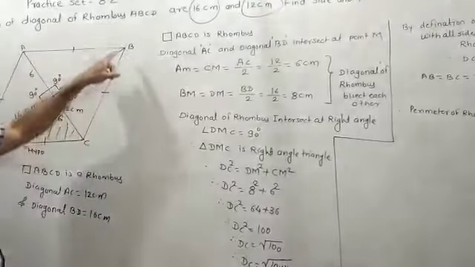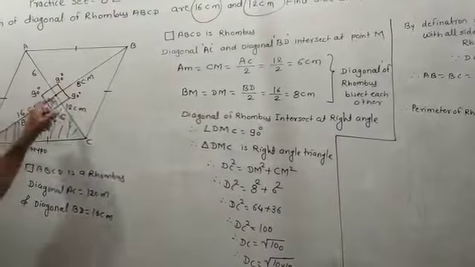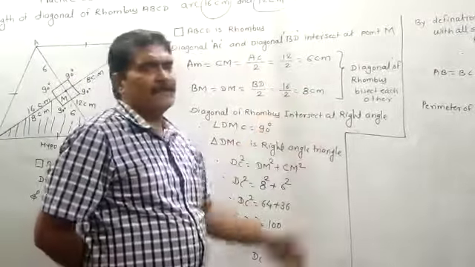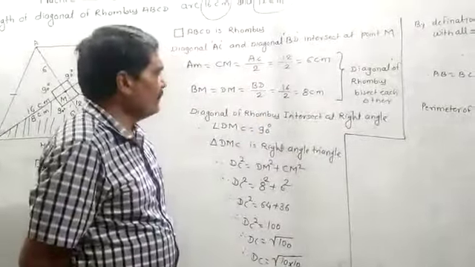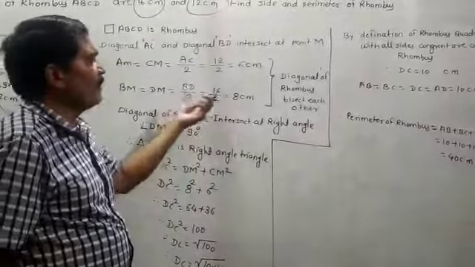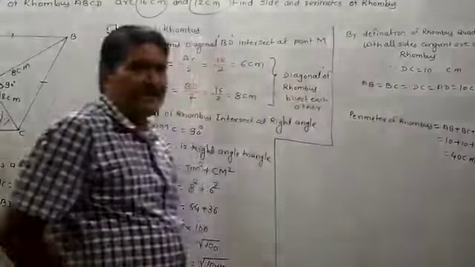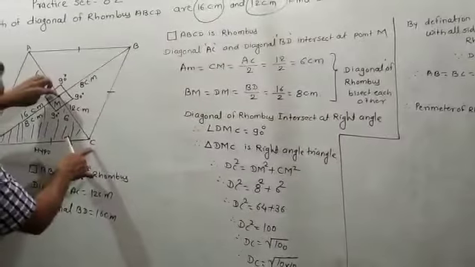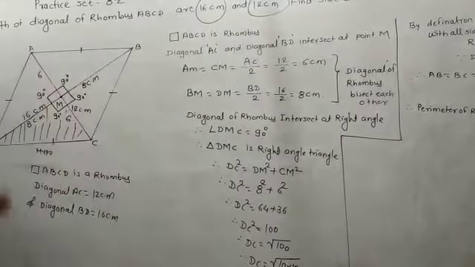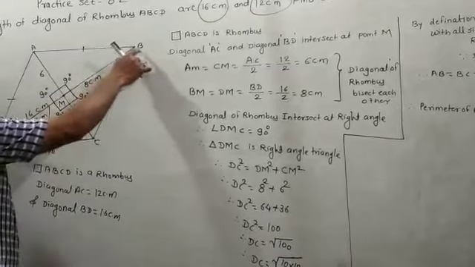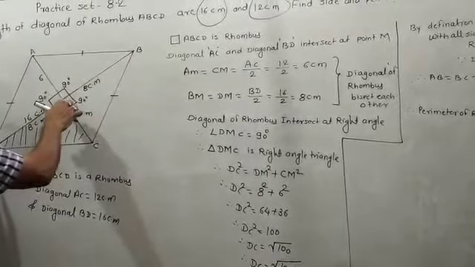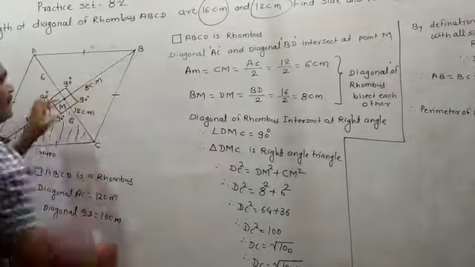So you have to say that BM is equal to DM is equal to BD upon 2 is equal to 16 upon 2 is equal to 8 centimeter. According to that, by the property, diagonals of the rhombus bisect each other. If this whole is 12 centimeter, at that time this part is 6 centimeter and this part is 6 centimeter. If this whole is 16 centimeter, at that time this much part is 8 centimeter and this much part is 8 centimeter.